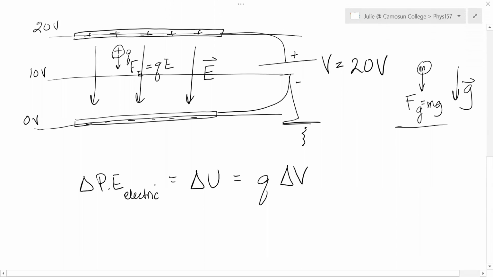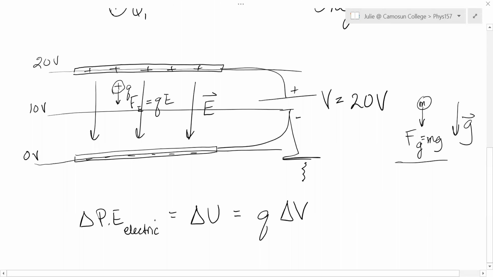Now the difference between gravity and electricity is that there exist negative charges too. You don't have negative masses, although that's a whole other discussion. It is possible. So these negative charges will accelerate up. They will feel the electric force up, and so they fall up the voltage hill. As these negative charges move up, they will gain kinetic and lose potential energy.